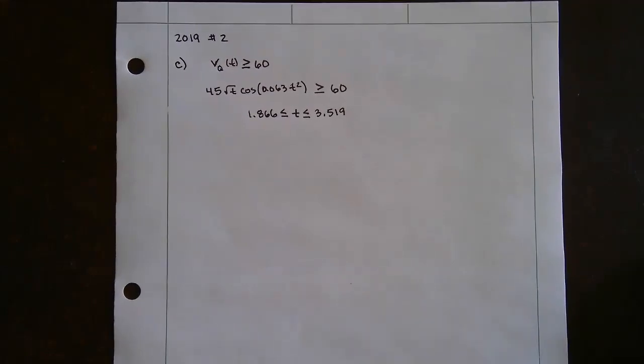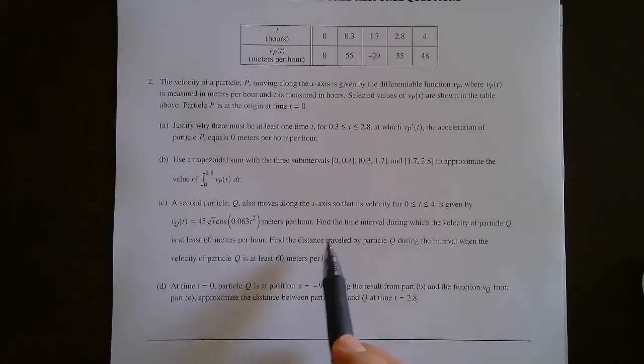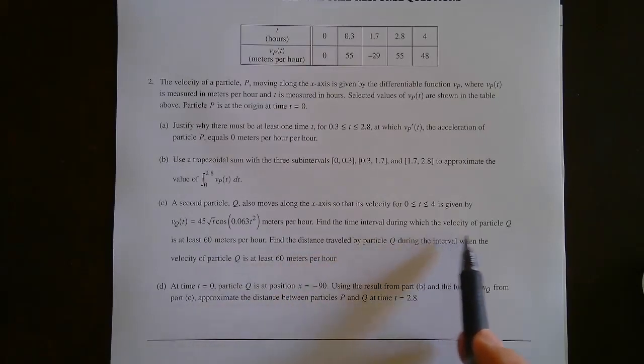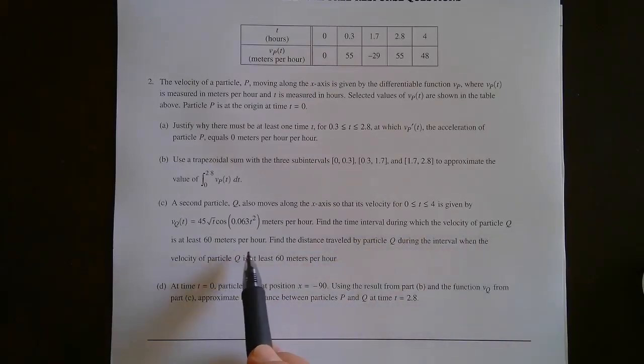All right, so we've done the first part of the question. So I'm going to go back to the question and talk about that. What we just did is we found the time interval during which the velocity of the particle Q is at least 60 meters per hour. We have that time between 1.866 and 3.519. Any time in there will give you the velocity bigger than 60.